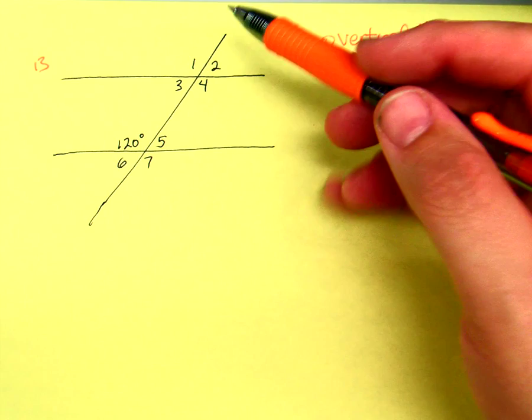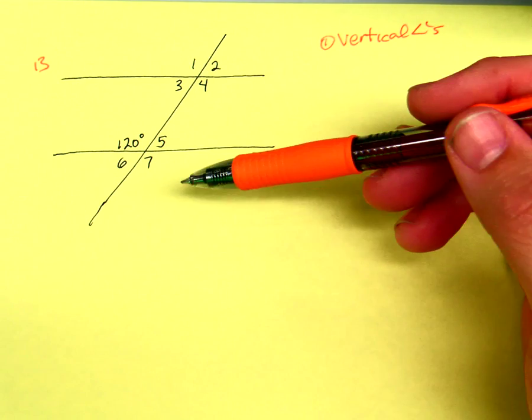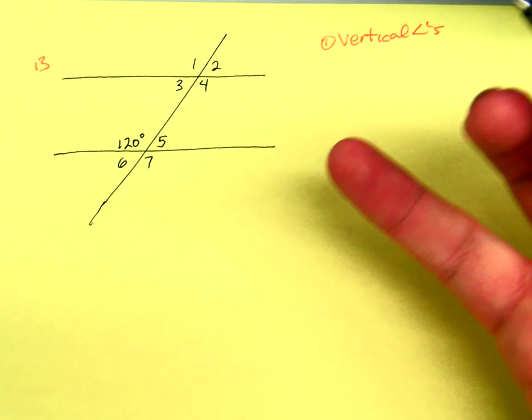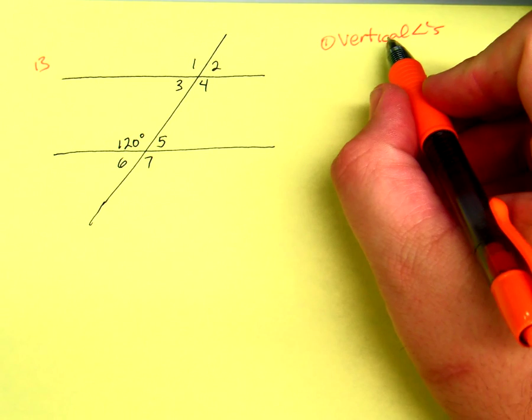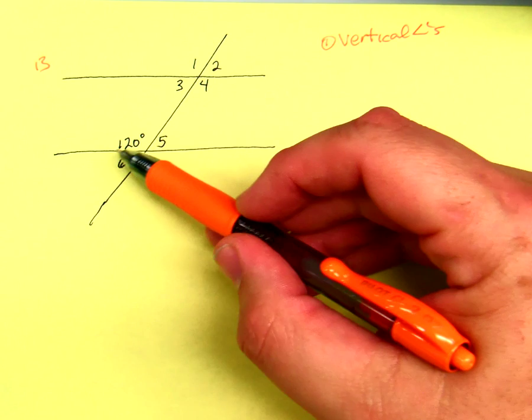First thing that we should do when we're trying to find all these angles, instead of trying to find them all individually, solve the entire picture at once, because then everything will just kind of work itself out. Now, first thing I would look for are vertical angles. And what's the vertical angle for the angle that's 120 degrees?